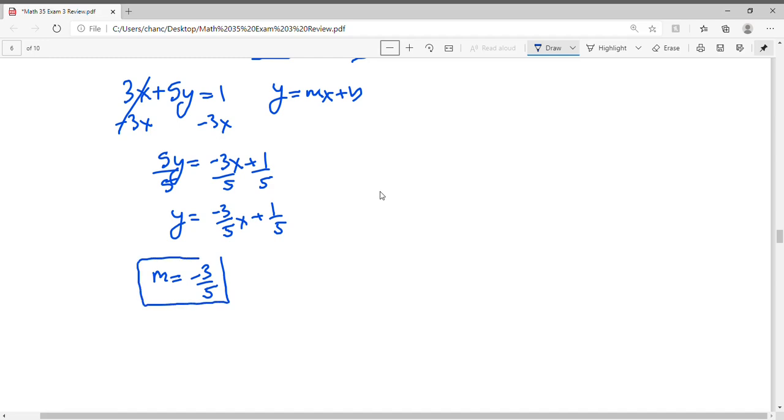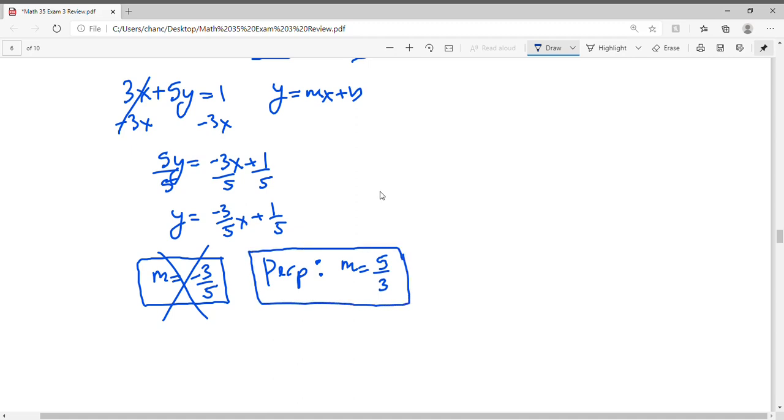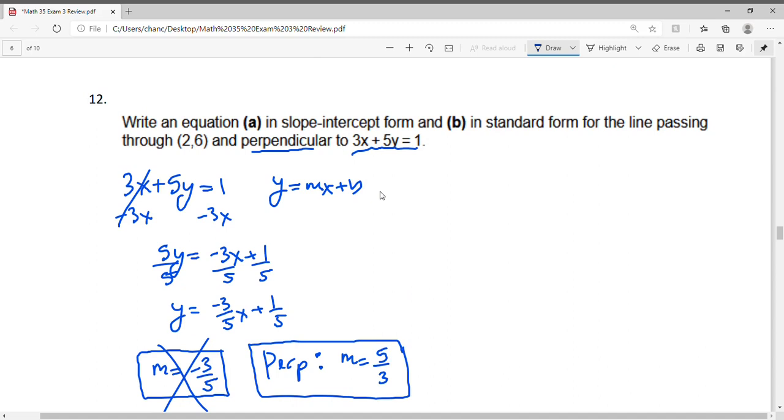But I don't want to use this slope. I want to use a slope of a line that's perpendicular to this. So the slope that I'm going to use is the negative reciprocal of negative 3/5, which is 5/3. I want to use the slope that's perpendicular to this equation. So let's use 5/3. If it was parallel, we would use the same slope. But since it's perpendicular, use the negative reciprocal of this slope.